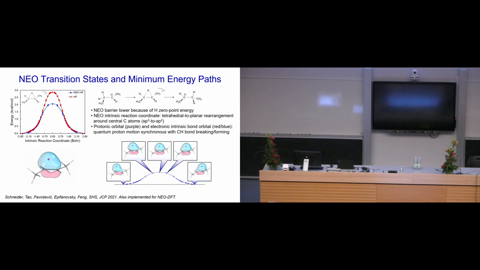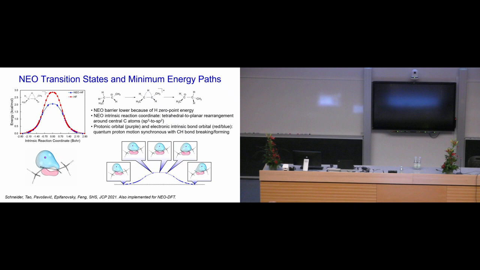But we can also learn something more about the physics of the problem. We can learn what nuclear motions are driving hydride transfer by analyzing the imaginary mode at the transition state and also the contributions to the intrinsic reaction coordinate. And we find that the intrinsic reaction coordinate is dominated by the tetrahedral to planar rearrangement of these two central carbons here. We find that one goes from sp3 to sp2, and the other goes the reverse direction. You can see this picture of the imaginary mode down here. You can see those rearrangements happening there.